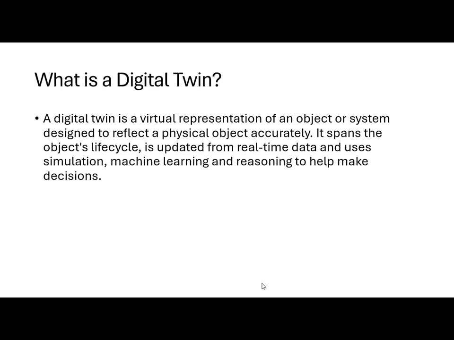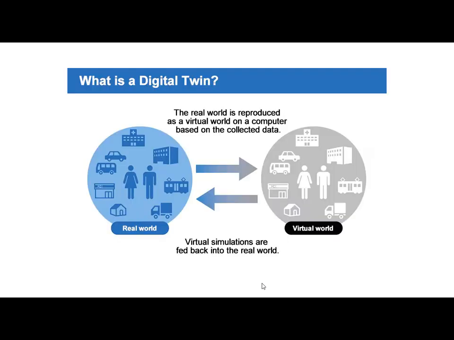A digital twin is a virtual representation of an object or system designed to reflect a physical object accurately. It spans the object's life cycle, is updated from real-time data, and uses simulation, machine learning, and reasoning to help make decisions. In this presentation, I added a lot of infographics to explain the idea. And this infographic is about what a digital twin is.